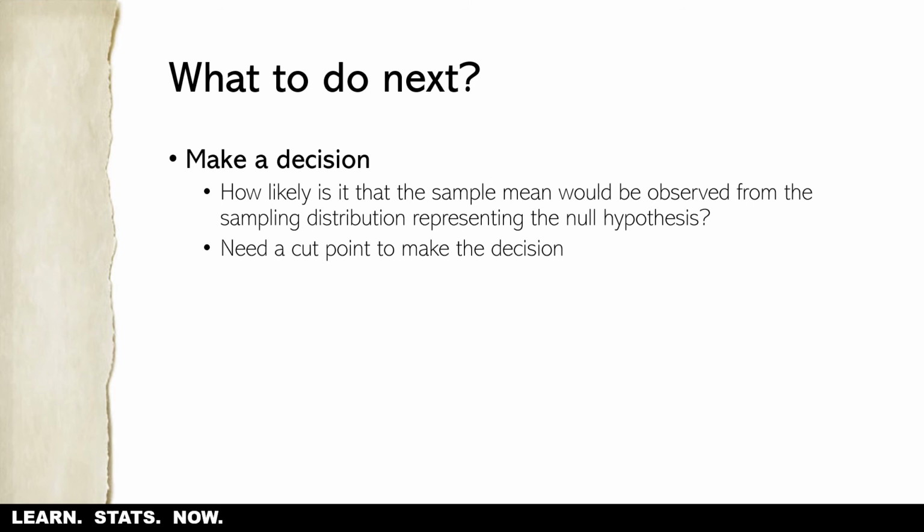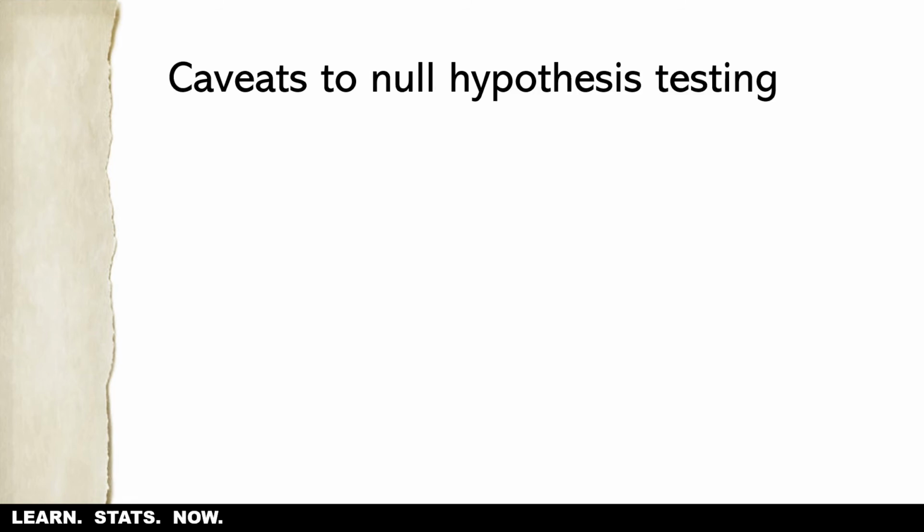We reject the idea that there's no relationship between two variables, or do we fail to reject it? That's going to be the question that we're going to be taking up here shortly in the next video. But I want to point out really quickly some caveats to null hypothesis testing. First of all, we never prove anything. Null hypothesis testing is always probabilistic. So we don't prove that something works or that there's no effect or no relationship between two variables.